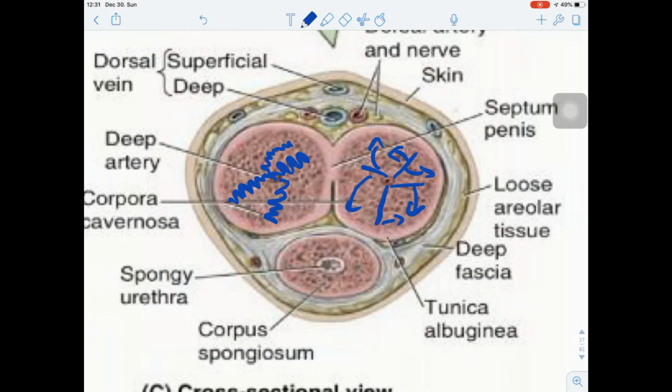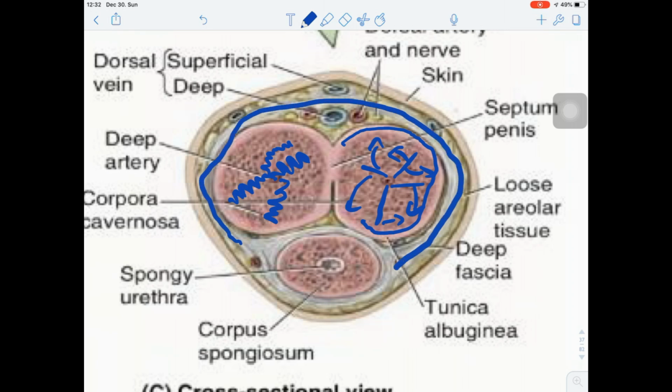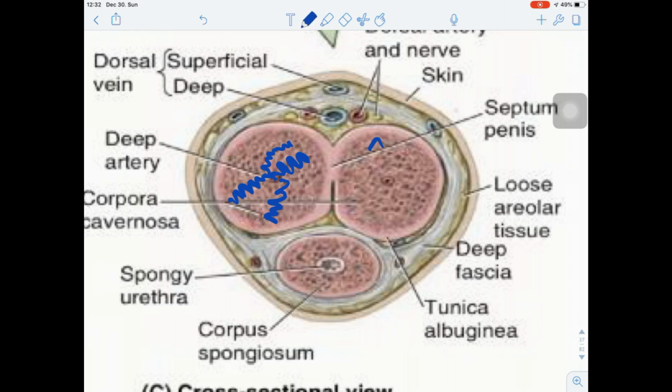So that's pretty much it. Since you've got the tunica albuginea covering each of these, the whole thing is covered by the deep fascia of the penis. The deep fascia of the penis even sends a septum to separate those two from the corpus spongiosum. The deep fascia of the penis, or Buck fascia, is related to the deep perineal fascia.